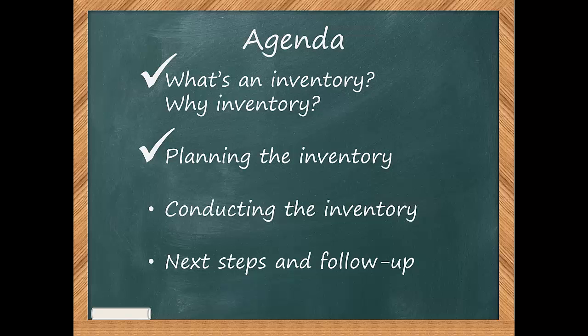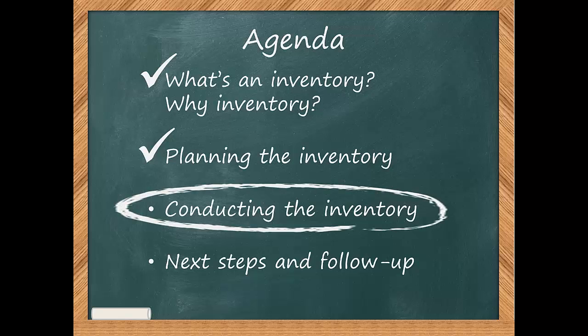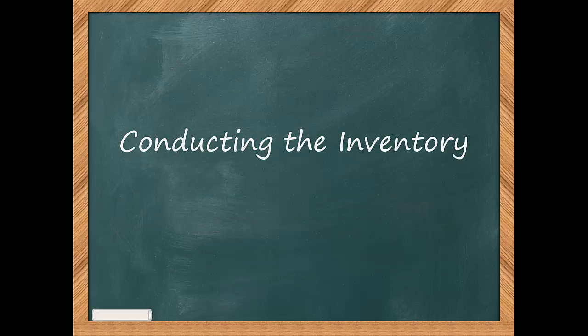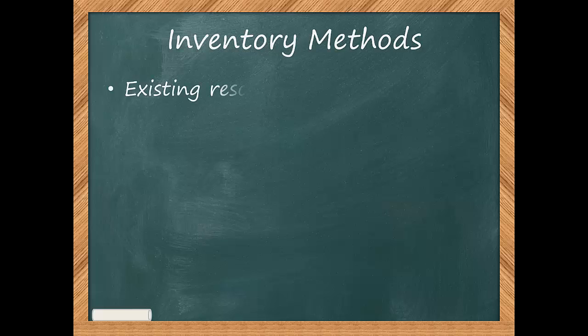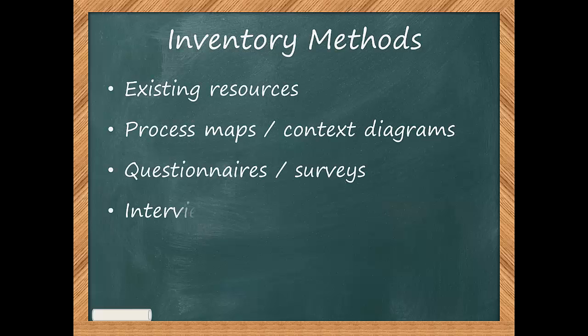In this episode, we'll look at different ways to approach the inventory, and we'll look at some examples of the kinds of information you might collect. You can approach a record series inventory in a number of different ways. The method you choose will depend a lot on the goals, scope, time frame, and resources available for your project. Let's take a quick look at some of the more common approaches.